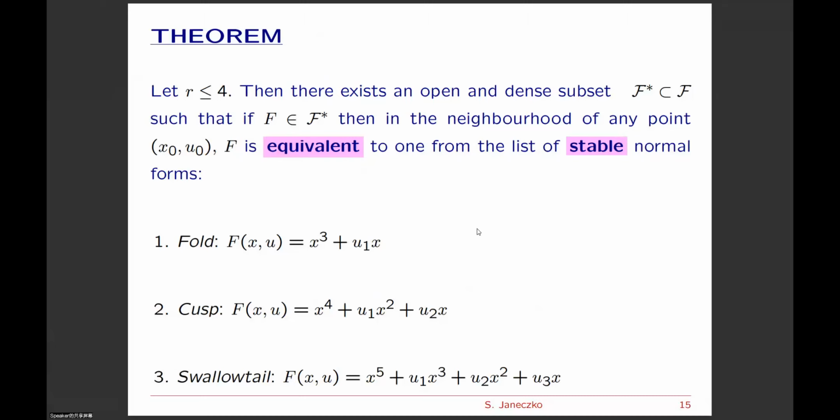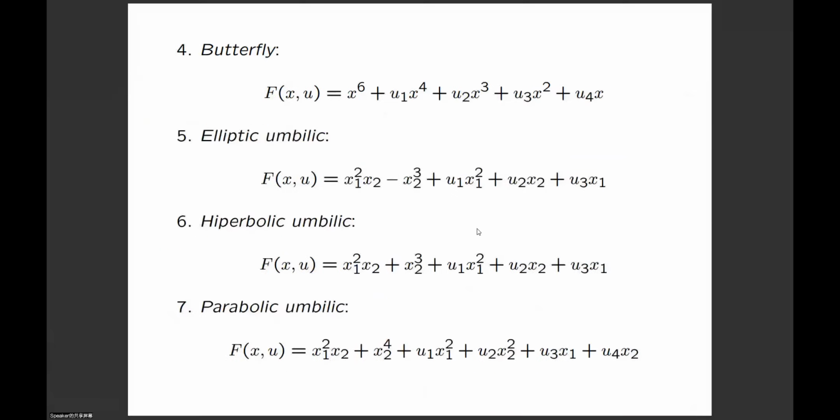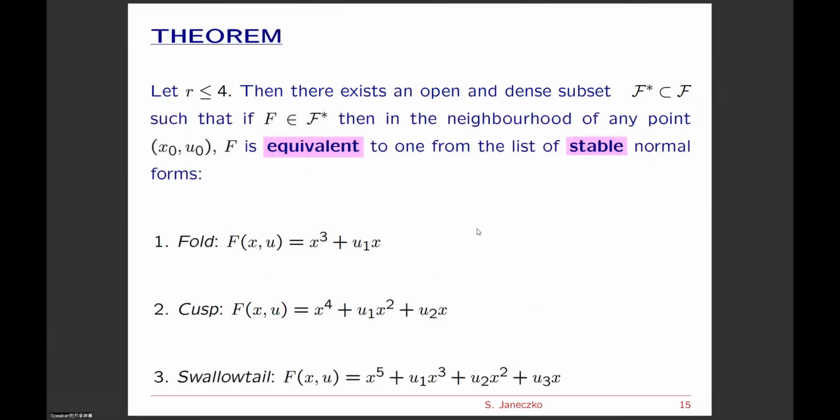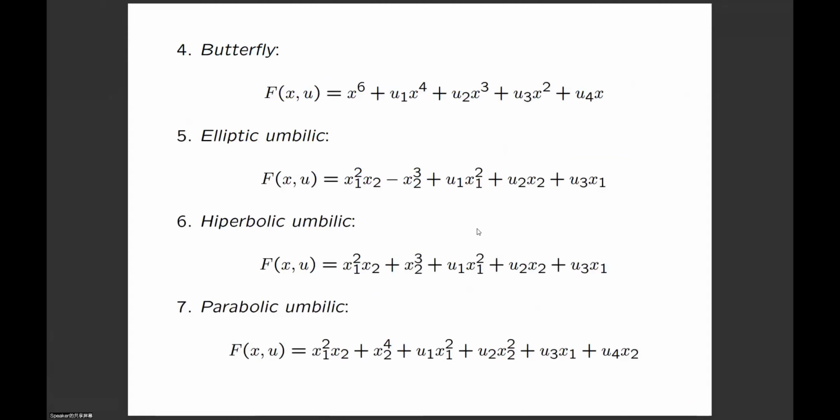Then there exists an open and dense subset of all smooth potentials, such that if you take f from this subset, then in the neighborhood of any point, f is equivalent to one from the list of stable normal forms. And these stable normal forms number 7. You see, it was 1, 2, 3, and then 7. And someone may say, "Wow, these are polynomials." This is the great achievement of this theorem: any special function or anything else is equivalent to a polynomial.